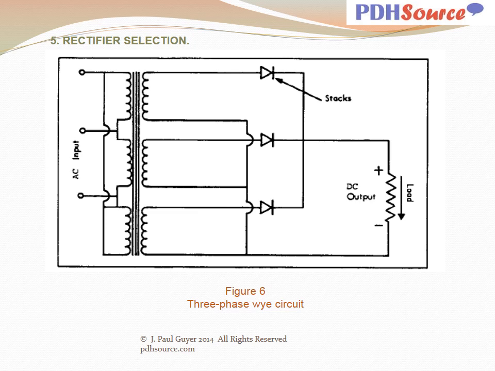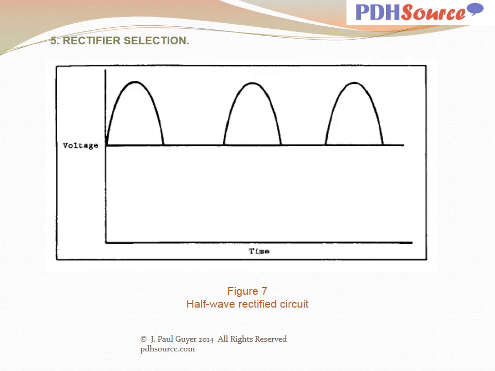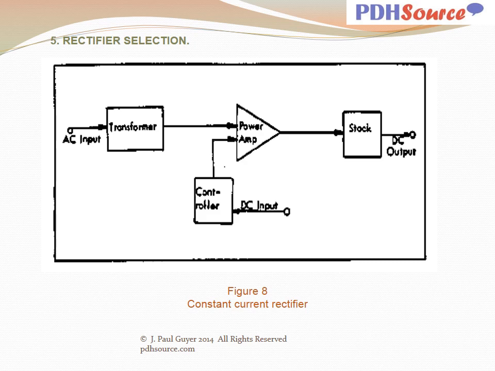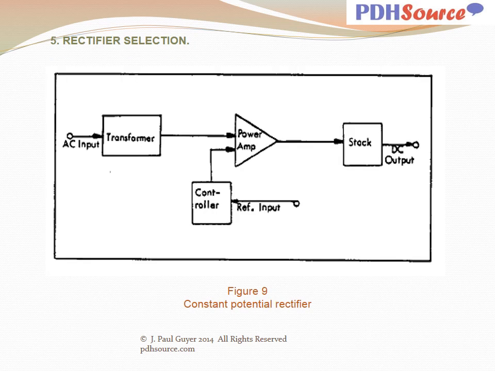Figure 6 indicates the three-phase Y circuit. Figure 7 indicates the half-wave rectified circuit. Figure 8 is a schematic for the constant current rectifier. Figure 9 is a schematic for the constant potential rectifier.